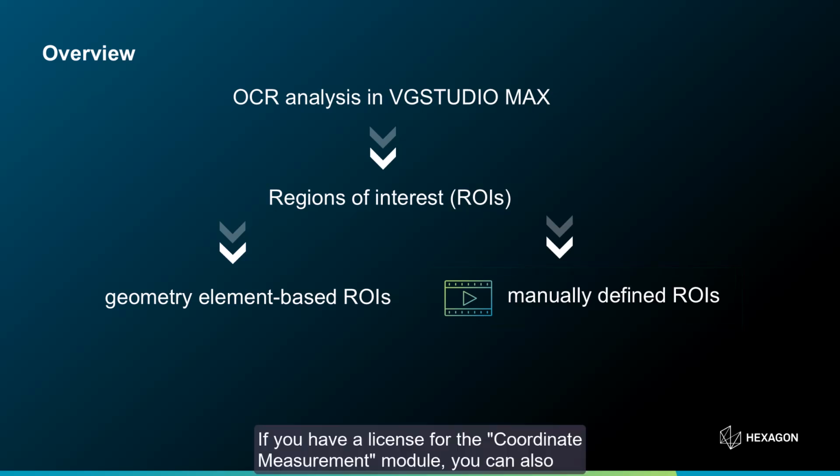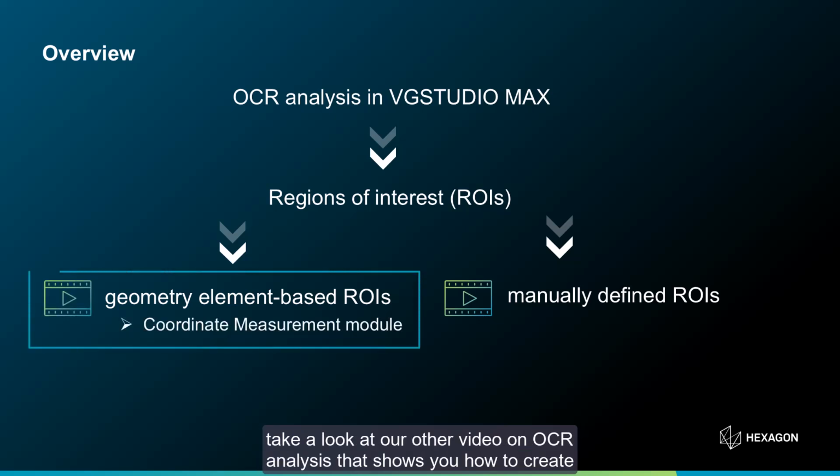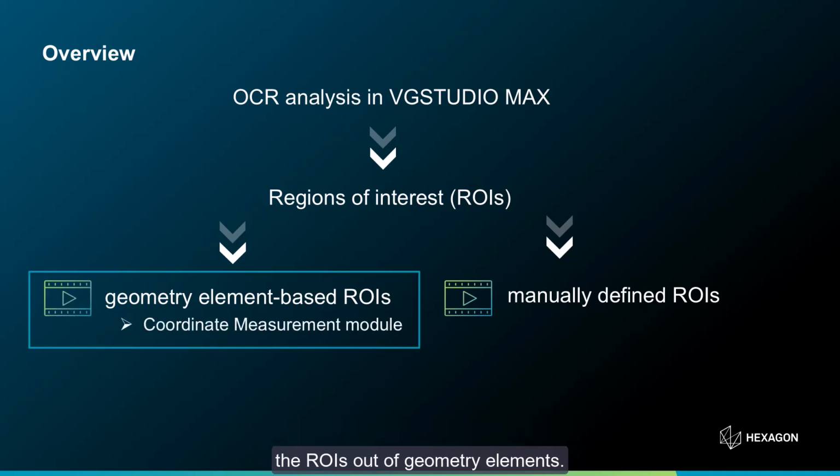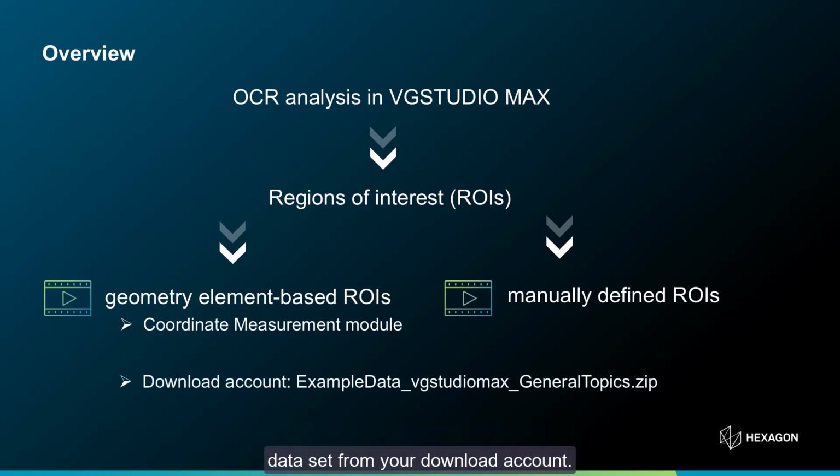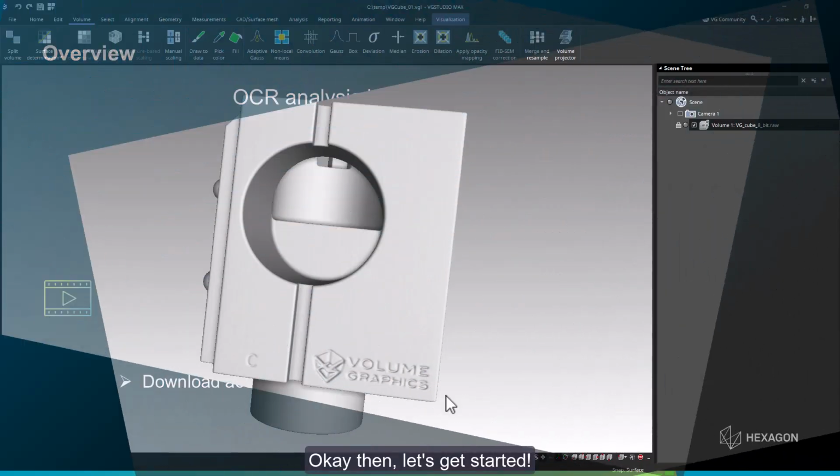If you have a license for the coordinate measurement module, you can also take a look at our other video on OCR analysis that shows you how to create the ROIs out of geometry elements. And if you want to follow this video, you can download the example dataset from your download account. Okay then, let's get started.